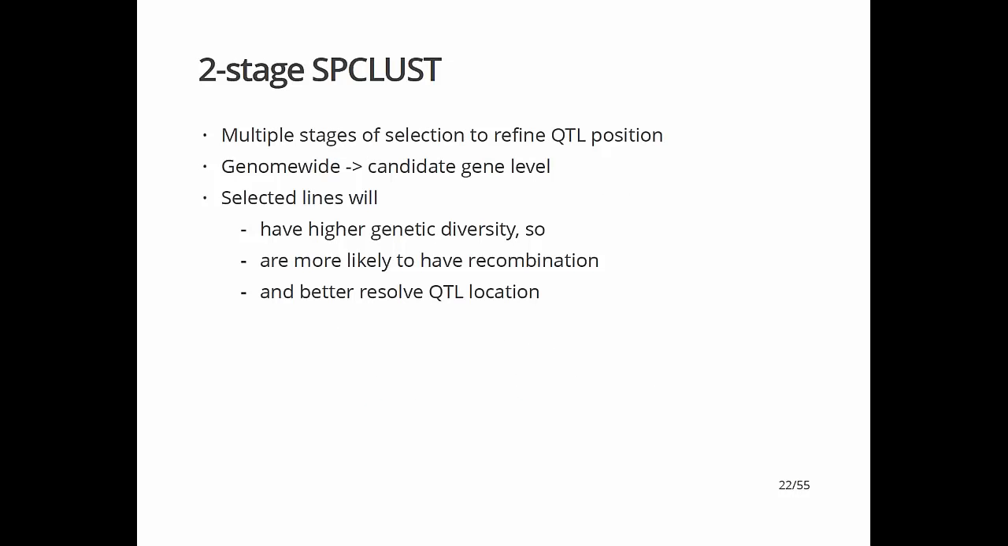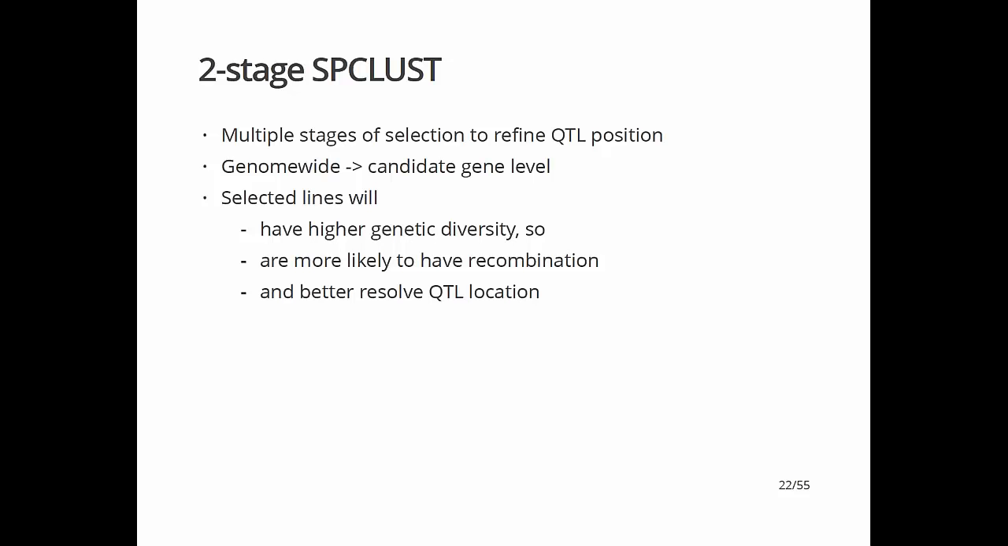You can also do it in multiple stages. So after running it once, because this focuses on maximizing overall genetic diversity, it's not necessarily going to give you more power to detect a QTL. What you can do, though, is once you know where a QTL is, or if you've done some phenotyping before and you want to make sure to include those lines, you can run it a second time to refine the QTL position. So basically, you're going from genome-wide level to a candidate gene level, and then you can try and maximize the genetic diversity within selected regions of the genome.